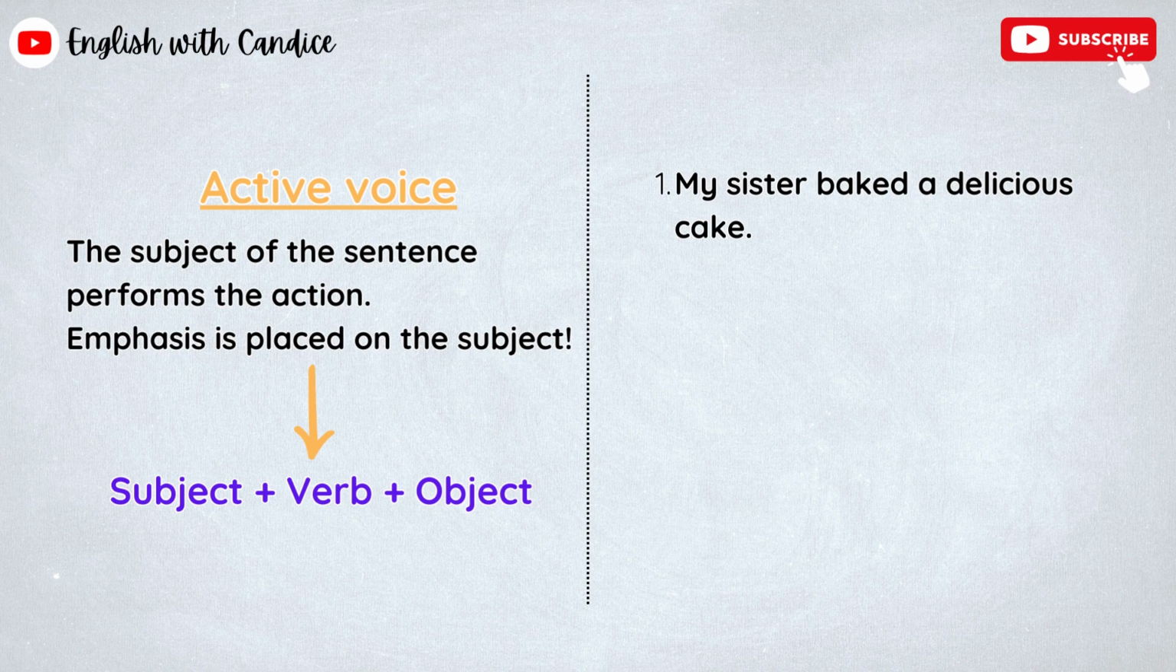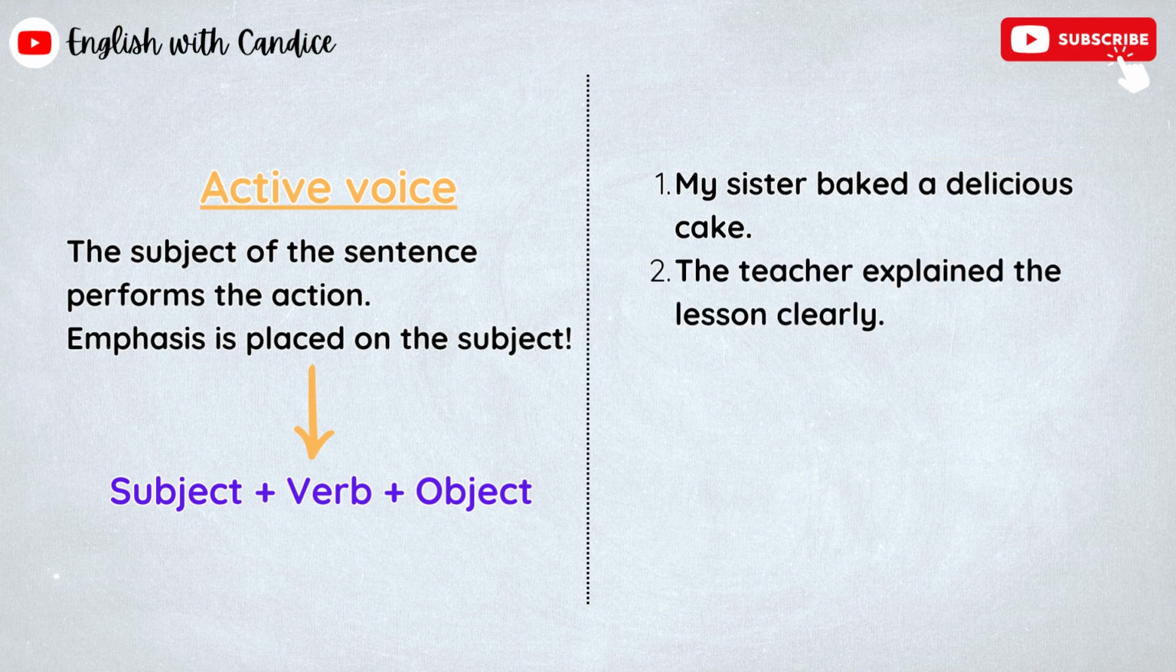My sister baked a delicious cake. Let's take a look at the structure of the sentence. My sister is the subject, so it's going to come first. She is the one performing the action, followed by our verb, which is baked. And then lastly, we have the object of the sentence, which is a delicious cake.